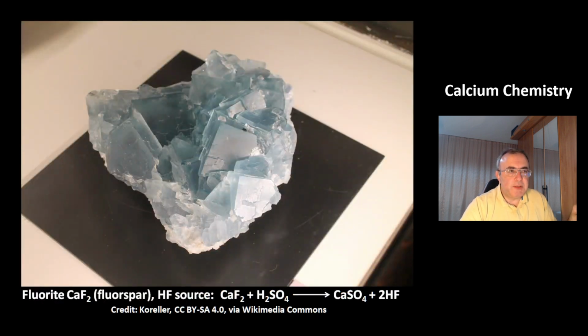This is fluorite. It is calcium fluoride, also called fluorspar. This is the main source for hydrogen fluoride. CaF2 plus sulfuric acid produces calcium sulfate plus 2 hydrogen fluoride. And this reaction works because sulfuric acid is a stronger acid than hydrogen fluoride.